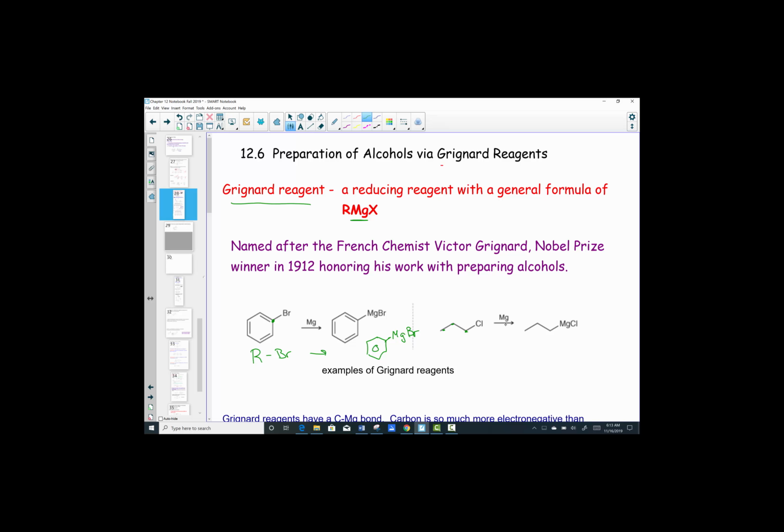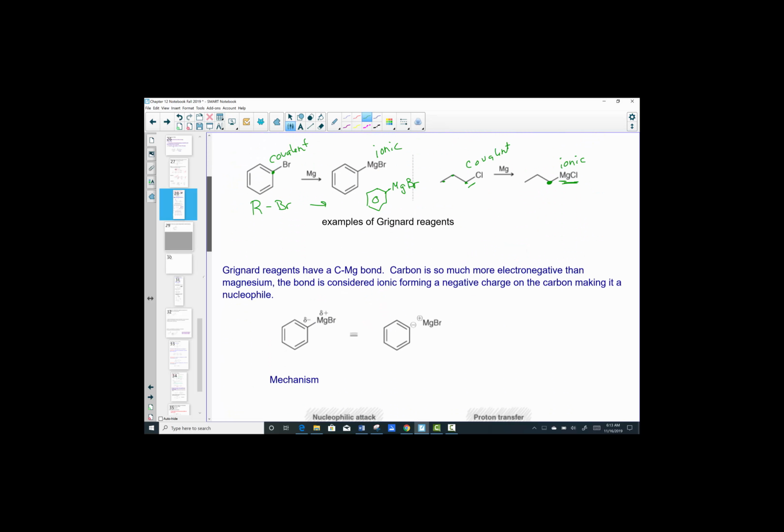When treated with elemental magnesium, we introduce the magnesium between the carbon and the chlorine, and what we've done is change this bond from a covalent bond to an ionic bond. Here we have a covalent bond between the carbon and the chlorine, and now all of a sudden we see a metallic ion introduced, which we know creates an ionic bond. So this has a great deal of effect on the way the carbon is able to act as a nucleophile in this mechanism of turning a ketone or an aldehyde into an alcohol.